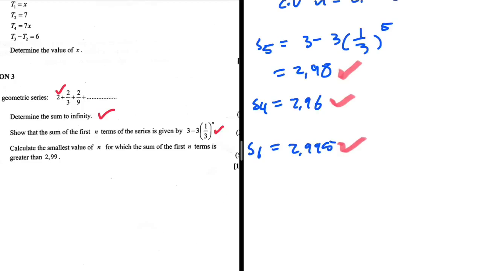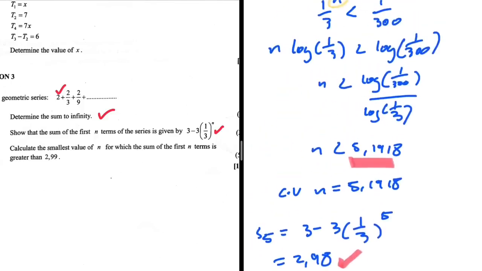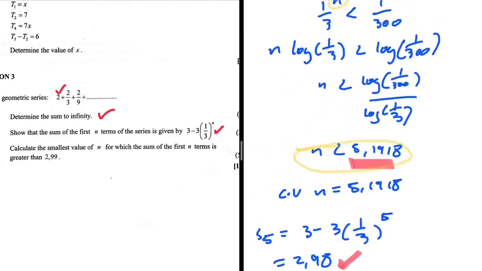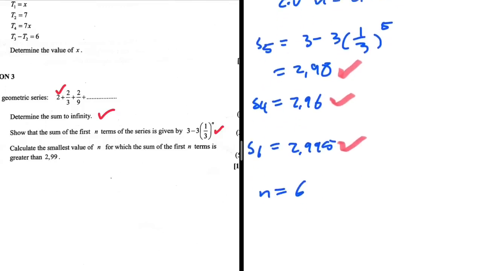So the question is saying, calculate the smallest value of n for which the sum of the first n terms is greater than 2.99. So the smallest value of n is 6, right? I think these will be a bit confusing because you end up with n being less than 5.1918. I think some people would be tempted to say n equals 5, but clearly n equals 5 does not work for us here. What works for us is n being equal to 6 as the smallest value of n.